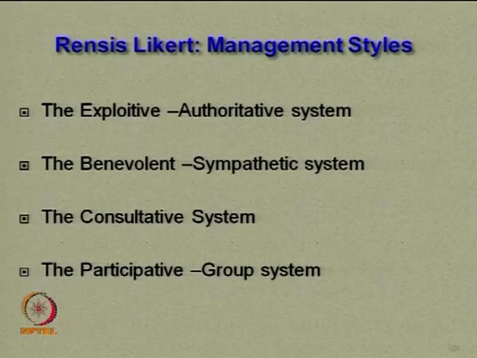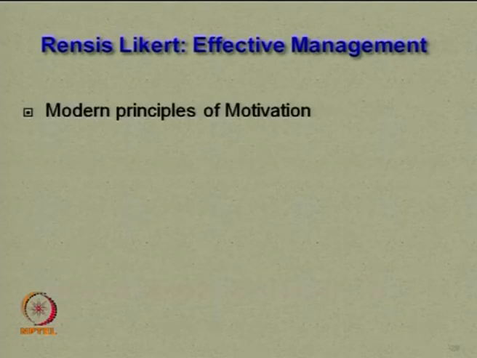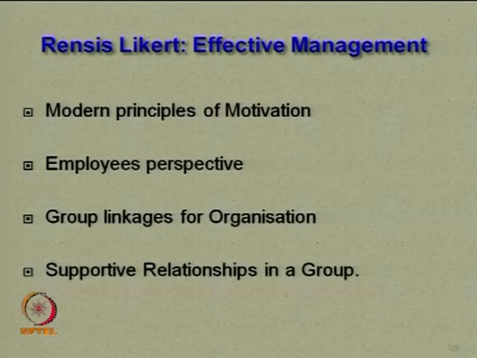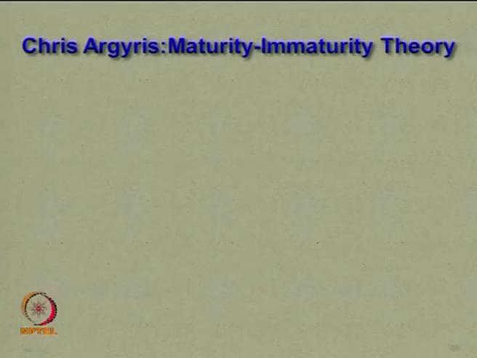Ultimately, it is neither Elton Mayo who is right, nor Likert who provides all solutions, but the exploitative, the benevolent, the consultative system and the participative group systems as defined here go on to talk of the employee's perspective, group linkages and supportive relationships in a group, and ultimately this is what management rides on to produce results. Then there is the Chris Argyris maturity-immaturity theory.